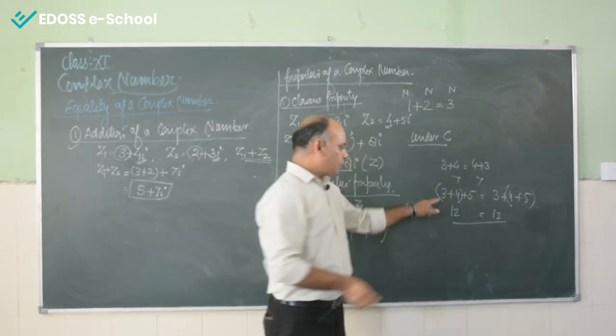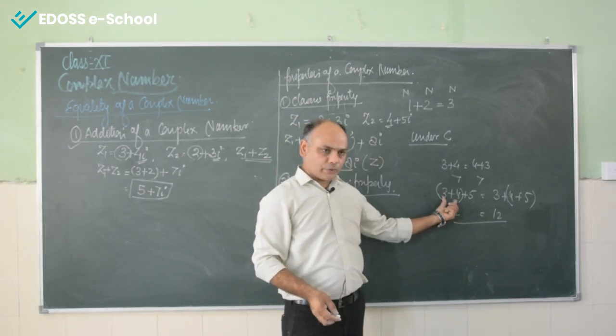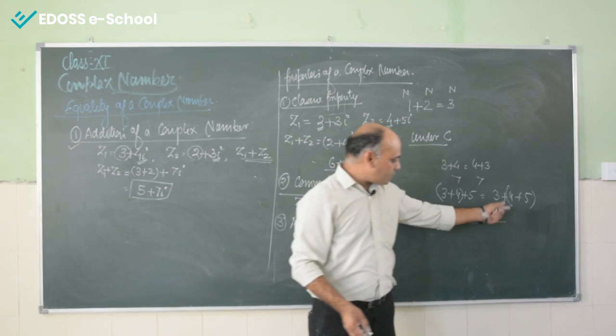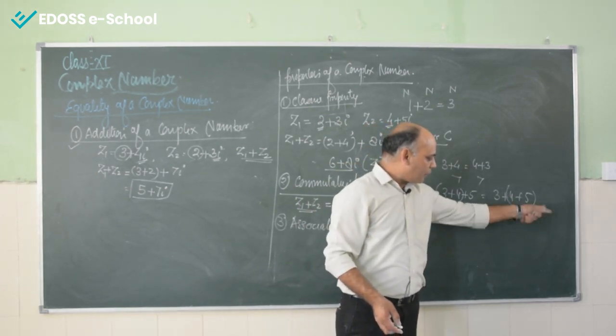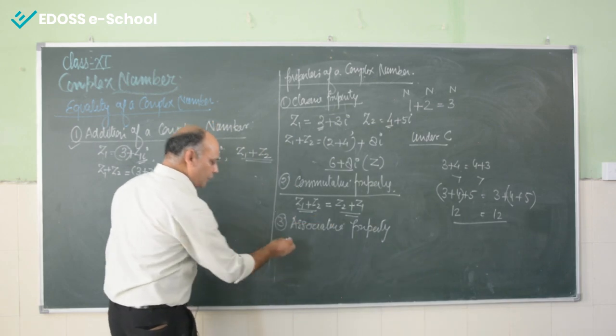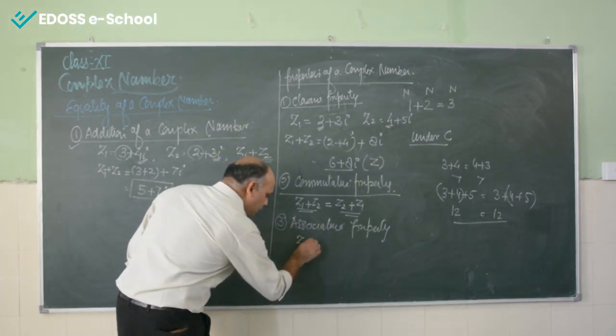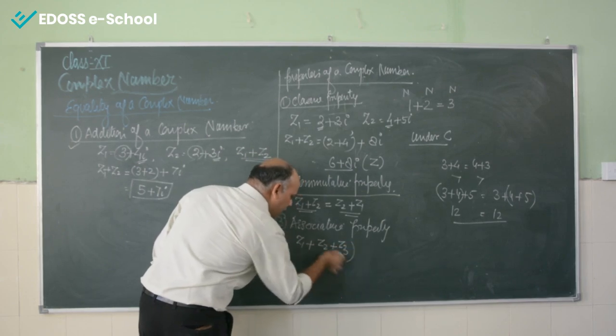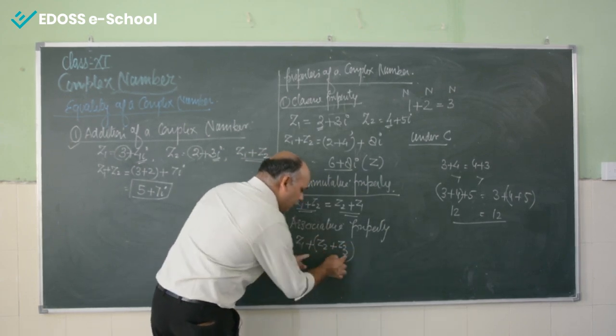Means first you have to add 3 and 4, then you have to add 5 to this. And in this case, you have to add 4 and 5, then you have to add 3. In the similar manner, for the associative property, that is Z1 plus Z2 plus Z3, first you have to make a bracket in between 2 and 3.